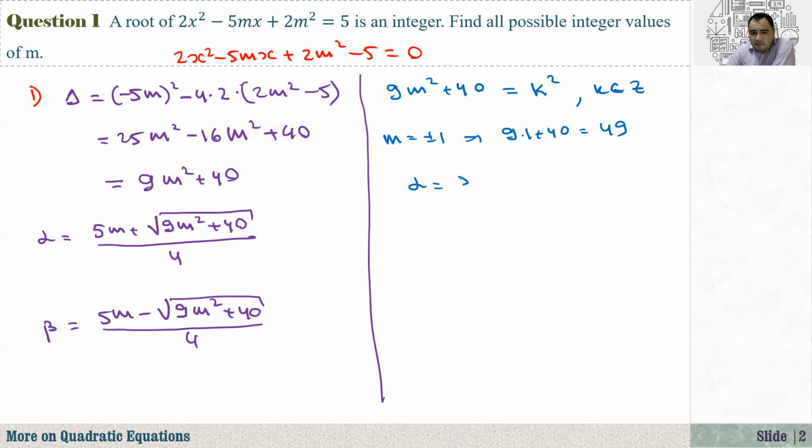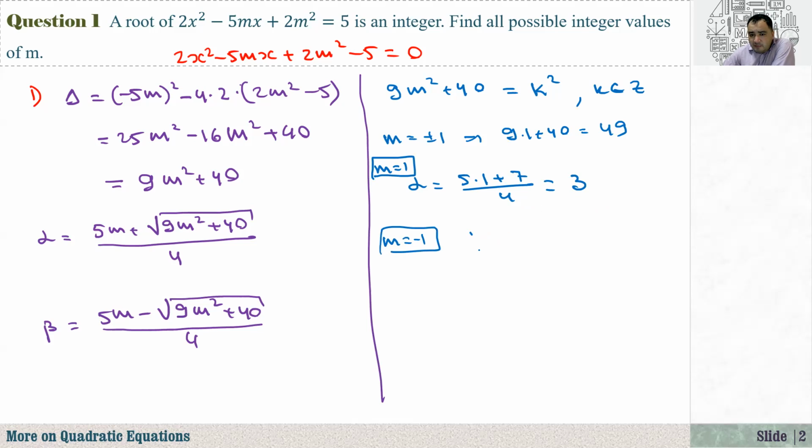Alpha will be equal to 5 times m, if m is equal to 1, right? It is 1 plus the square root of 49, that's 7, over 4. Let me write here, m equals 1, the first condition. If m equals 1, it is 12 over 4, that's equal to 3. And the second one, we don't even have to find, I just want to make sure that one of the roots is an integer. So if m is equal to negative 1 here, right?